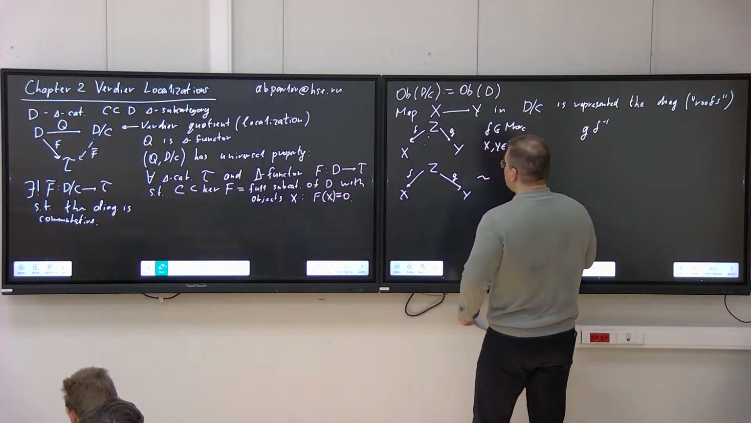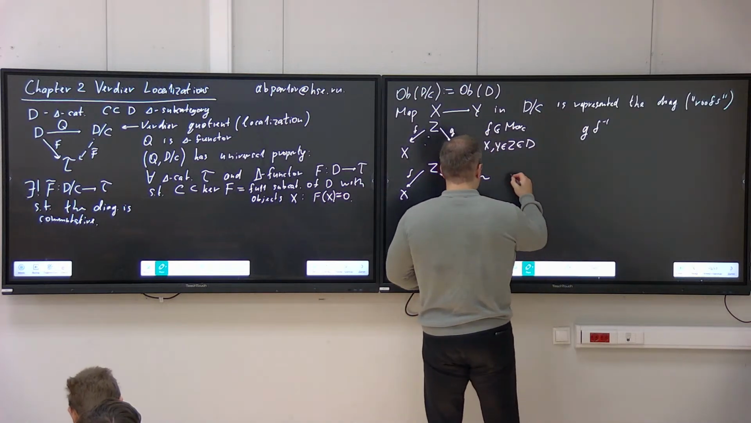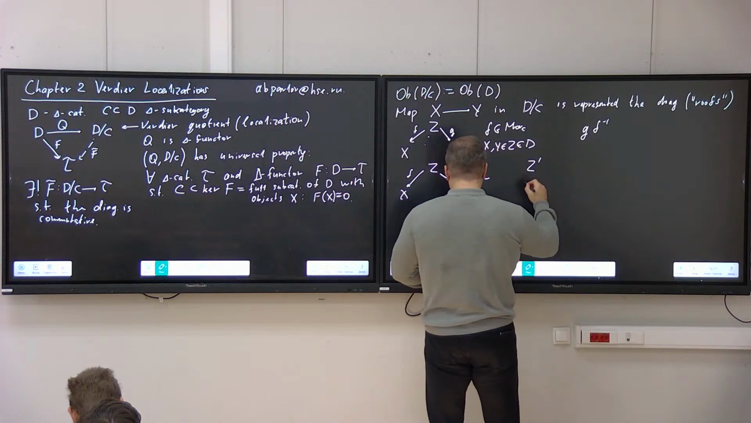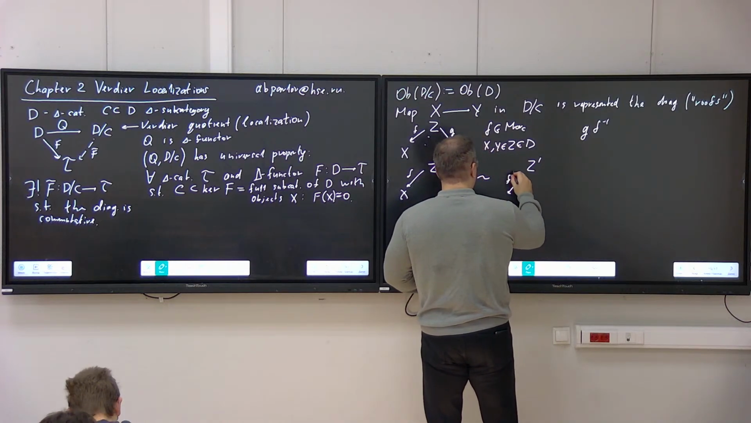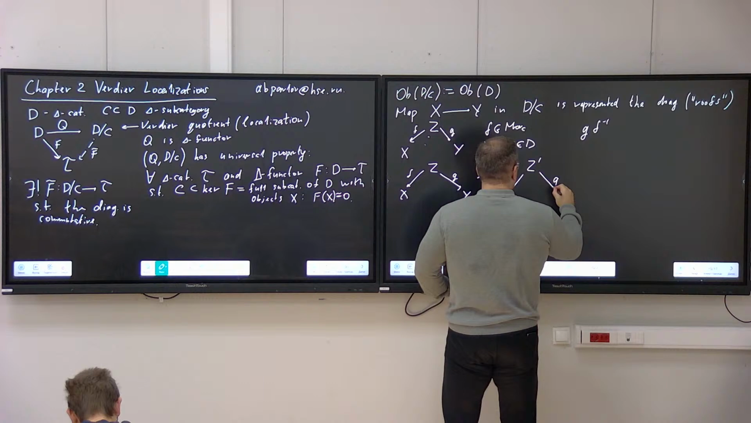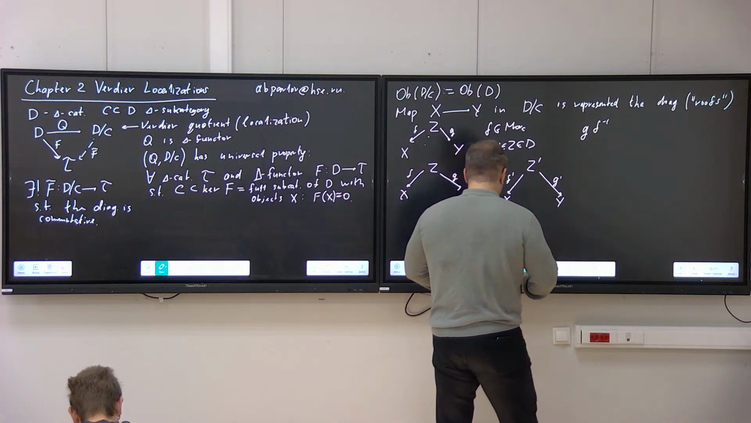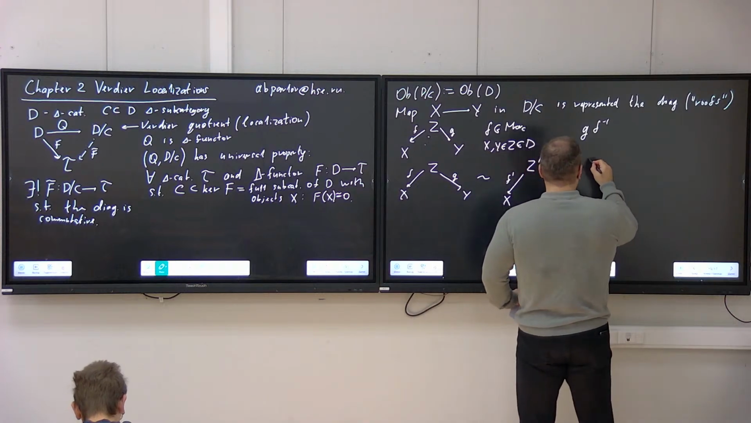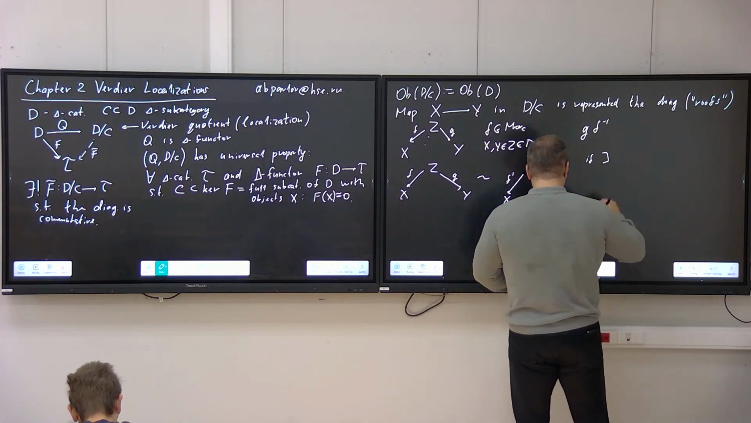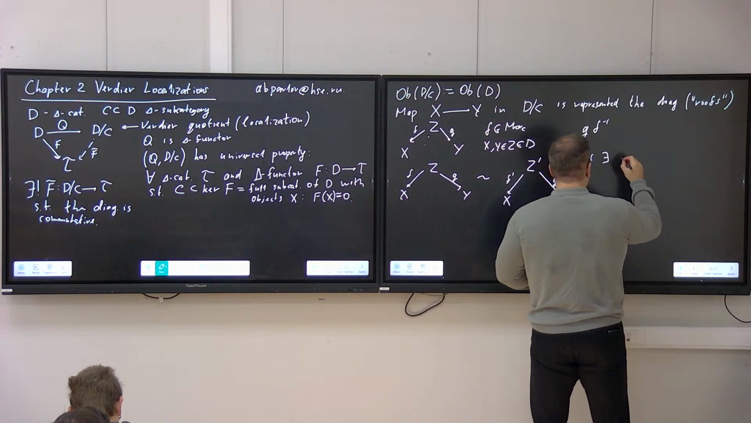So I want to introduce the equivalence relation on these diagrams. If I have one such diagram and another such diagram where I have Z prime, F prime, and G prime, they are equivalent if there is another roof.